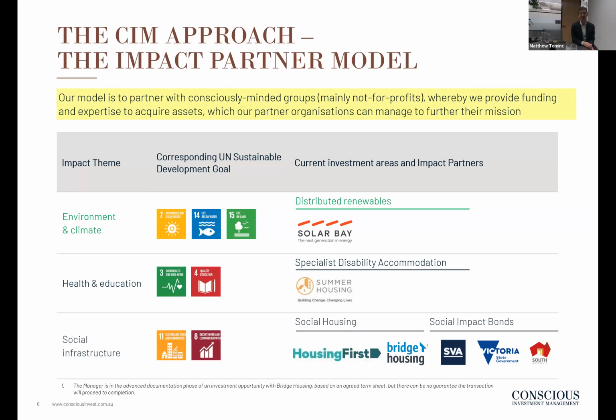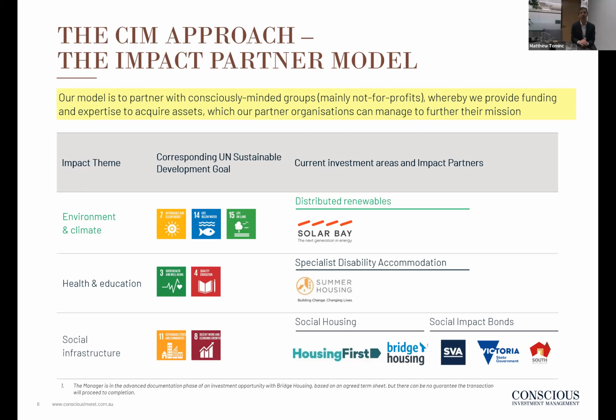We didn't pick these themes at random, but because they're areas of social and environmental need that are amenable to profit-seeking capital coming in and looking to make a difference. There are some areas of need which just aren't amenable to profit-seeking capital, and that's fine, but these are. Once we've defined those themes, we then define subsectors, the areas with relatively high risk-adjusted financial returns and impact. Examples of those are distributed renewables, specialist disability accommodation, social housing, and social impact bonds.